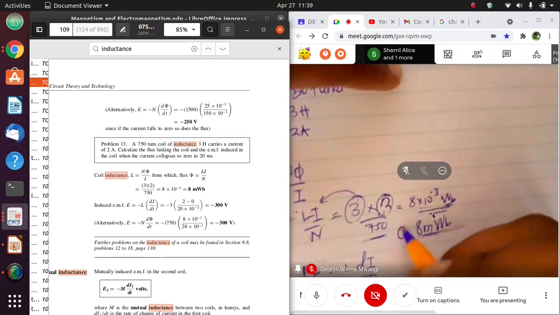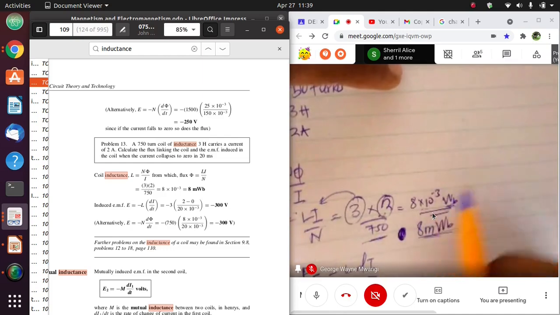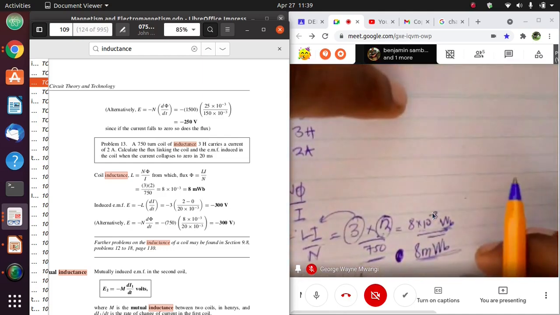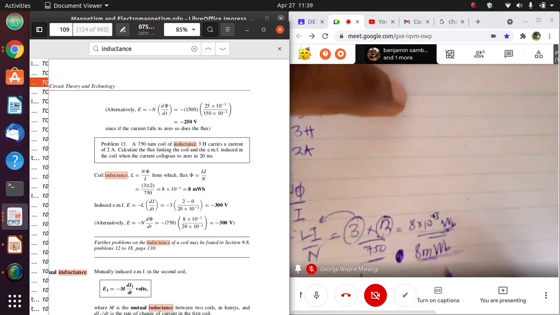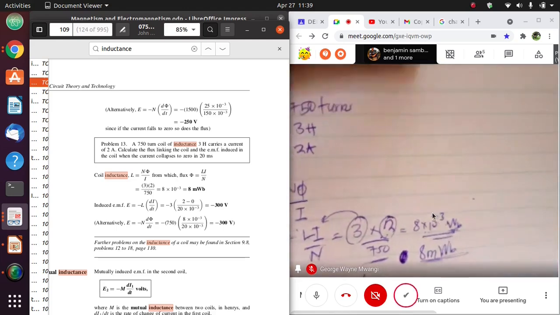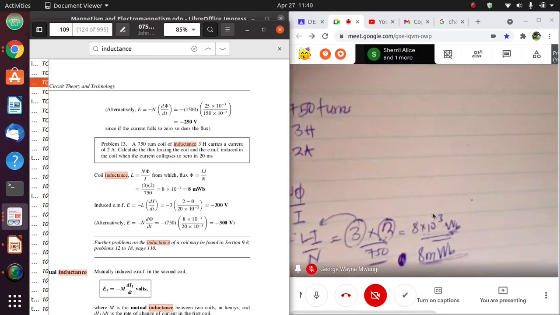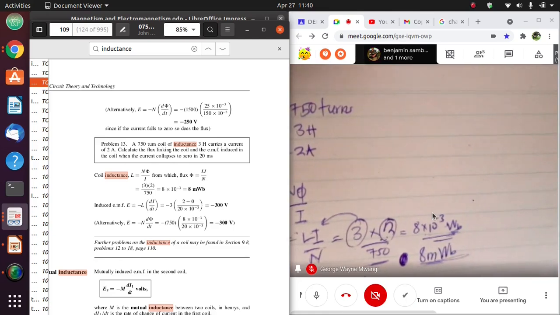Now what will be the value of the induced EMF? Napata that the value of flux. Now what will be the value of induced EMF? If you say 3. Yes? Negative? Negative 0.3 what? Volts. The answer is negative, but tumekosea. Kuna mahali, angalia vizuri sana hapo.